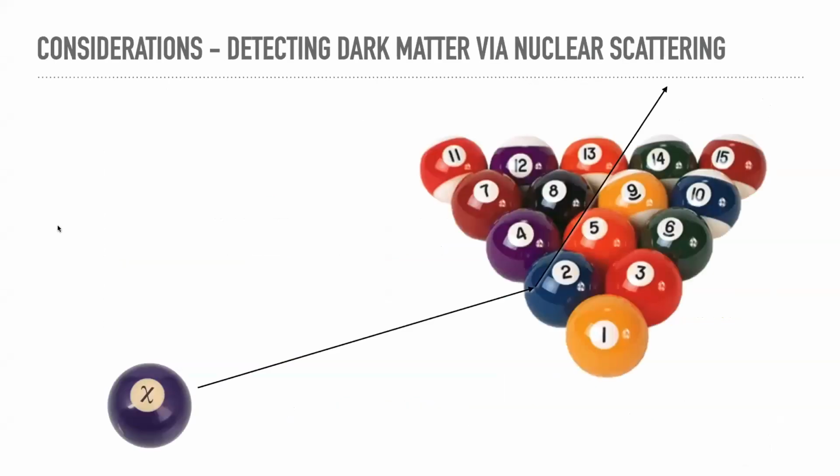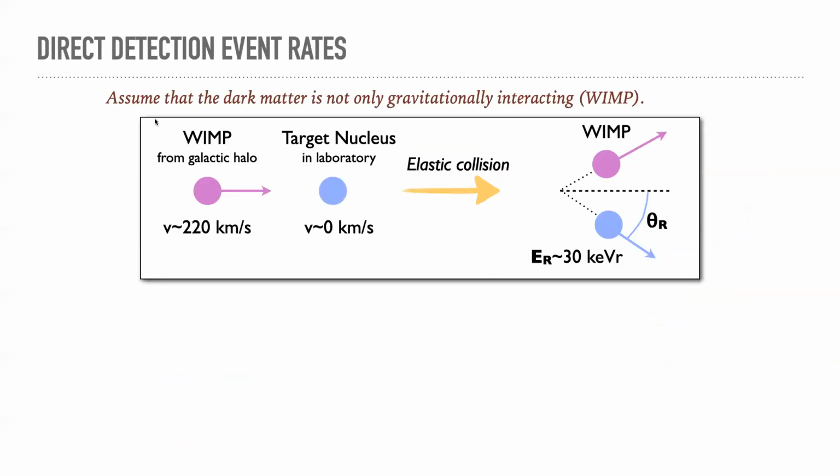Okay. So we're going to start by considering detecting dark matter via nuclear scattering. The idea here is that let's assume the dark matter is not just interacting via gravity, but there's some other force out there through which it's interacting. I'm not going to worry so much about what that force is, just that we can detect something that's not gravitational.